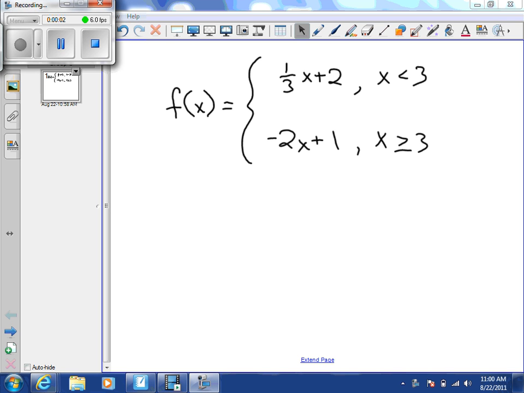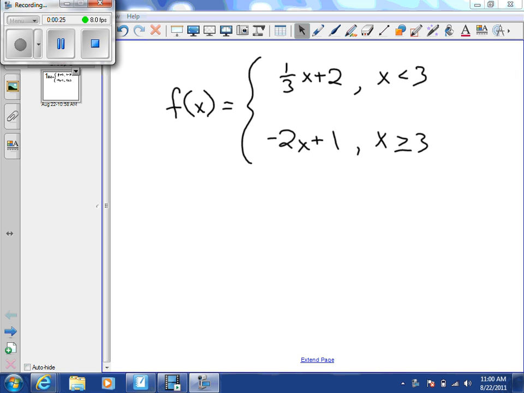This is a piecewise defined function, and one of the things you're going to be asked to do is to graph these. In this case, you're doing basically two different graphs. You're going to graph y equals 1/3 x plus 2, but you're only going to use that graph for x values that are less than 3.